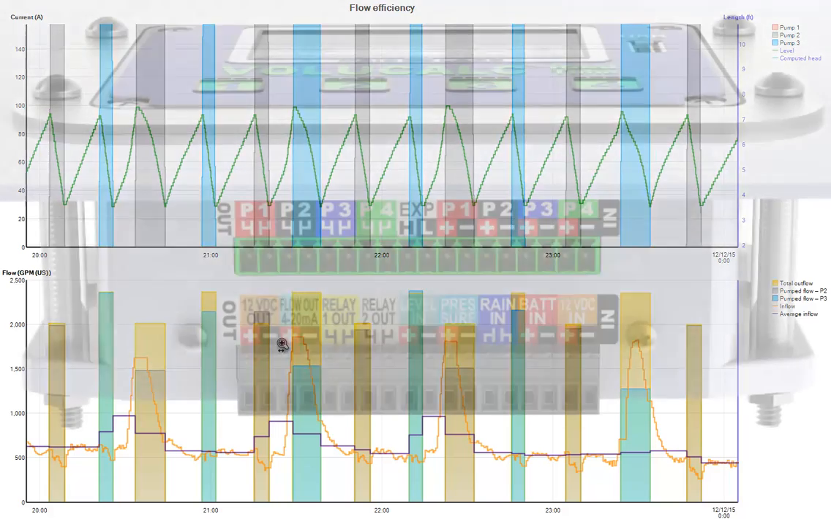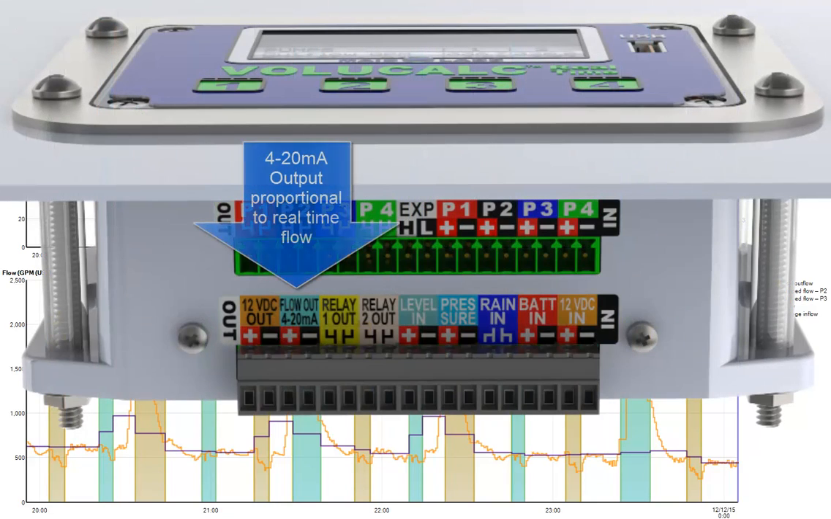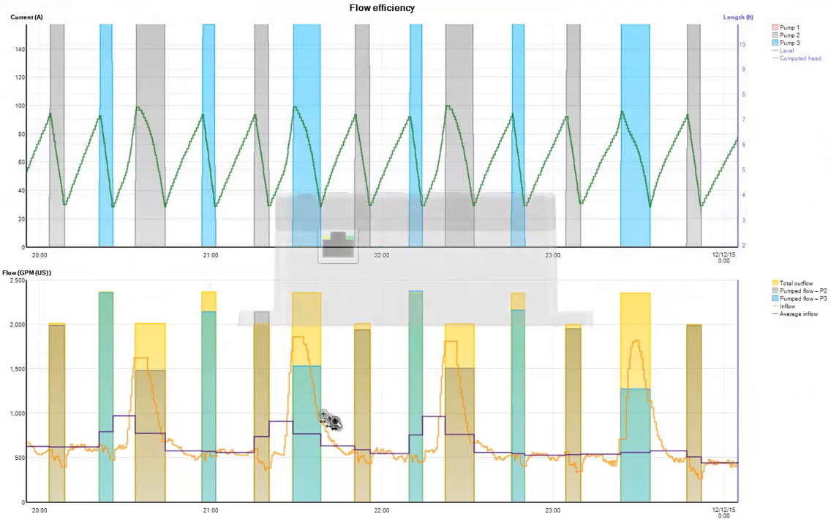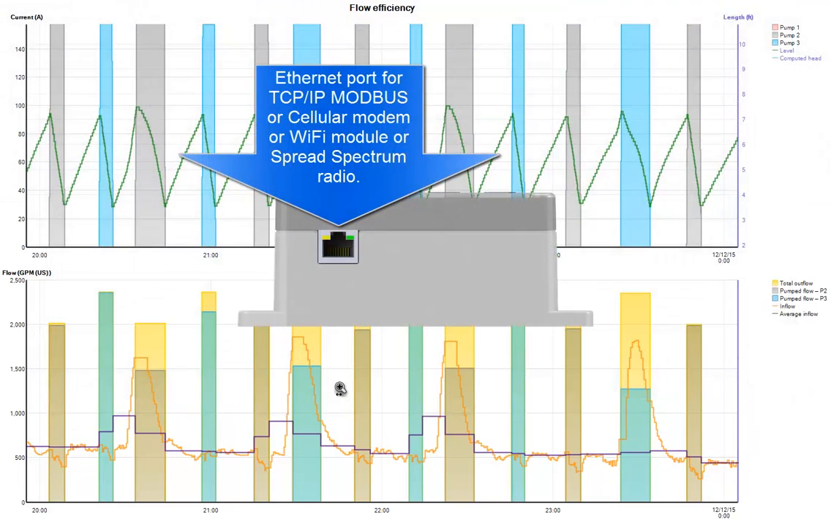On the Volucalc instrument, there's an analog output, which is proportional to the calculated flow rate that you have here. And also the TCP/IP Modbus on the instrument can transfer that information to your SCADA system. So at least what you will get is the real flow.